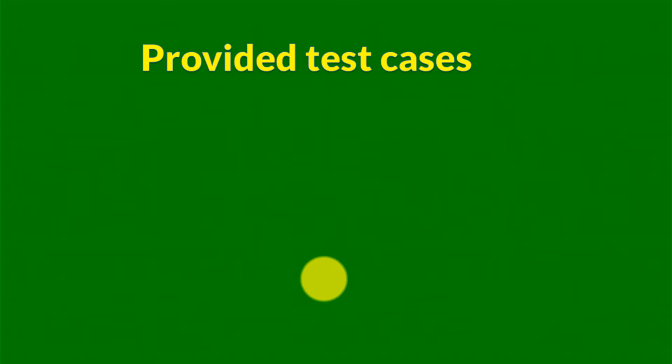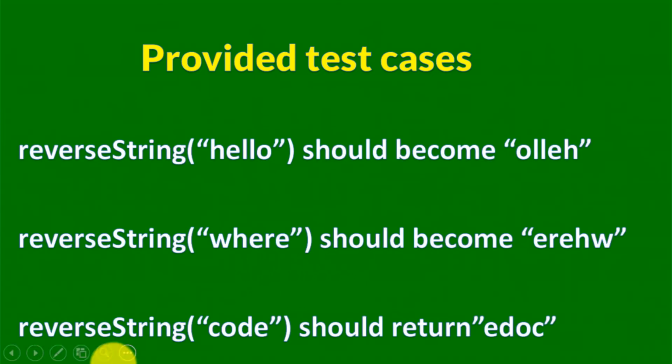Here are the provided test cases. For instance, if you have hello, it will become OLLEH. When you have where, it will become like this, and code will become EDOC.